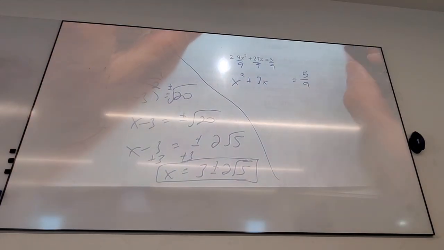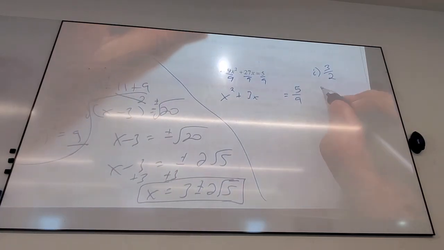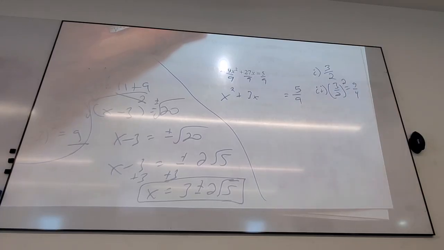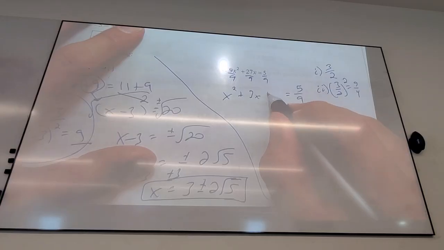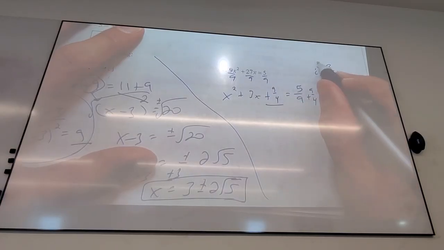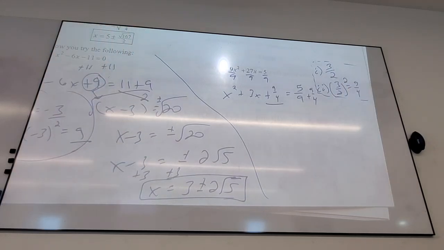So what are the steps? Take 3, cut it in half. And then what do I do to whatever I get? Square it. So now I can add 9/4 and add 9/4. Let me put this in a little force field. Okay.